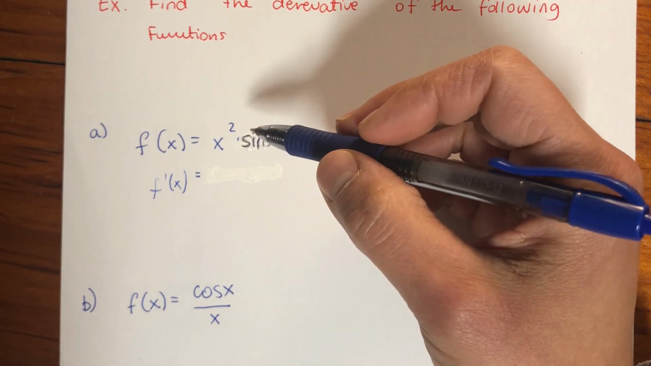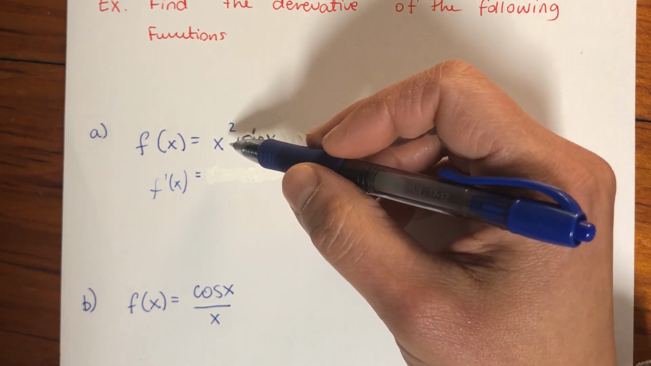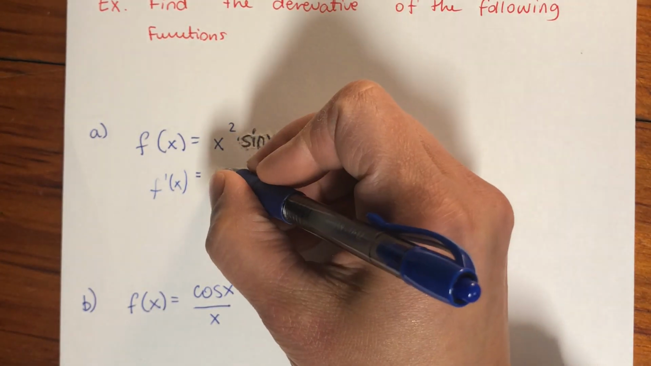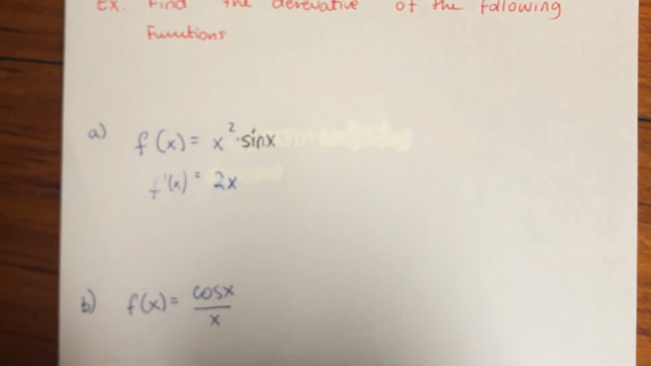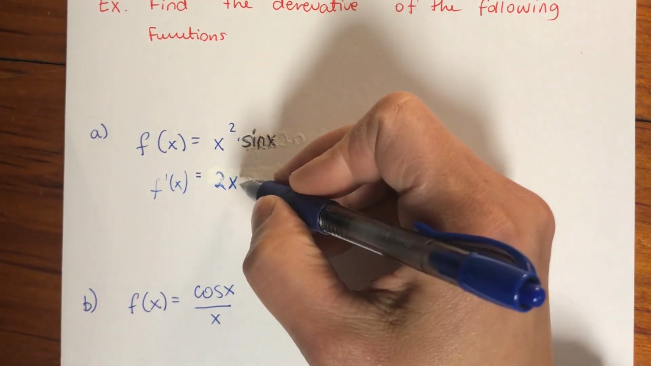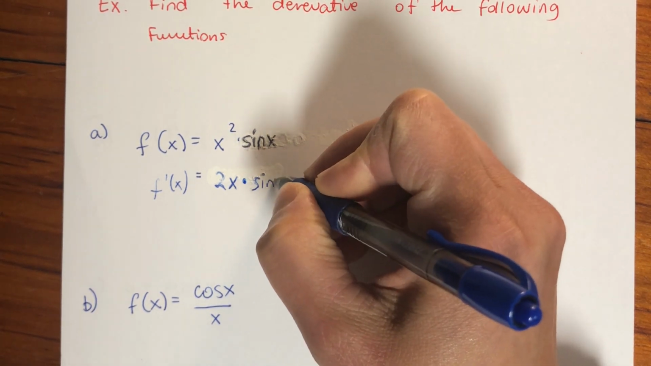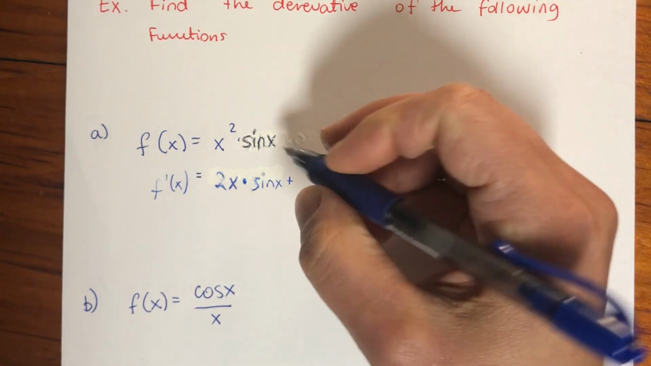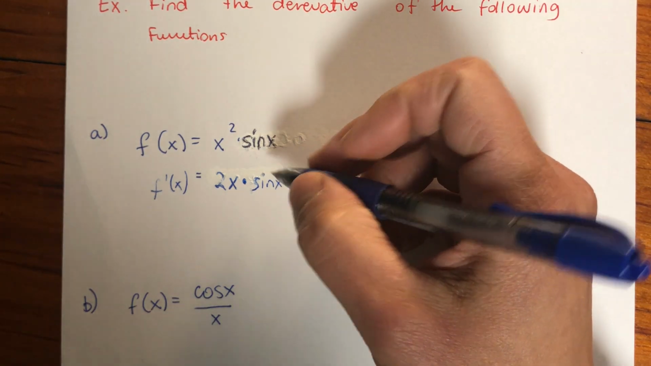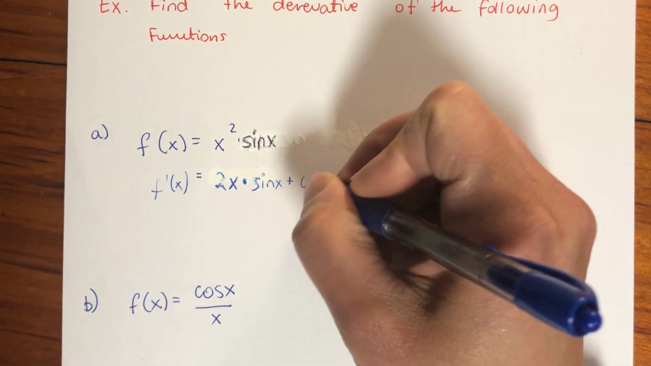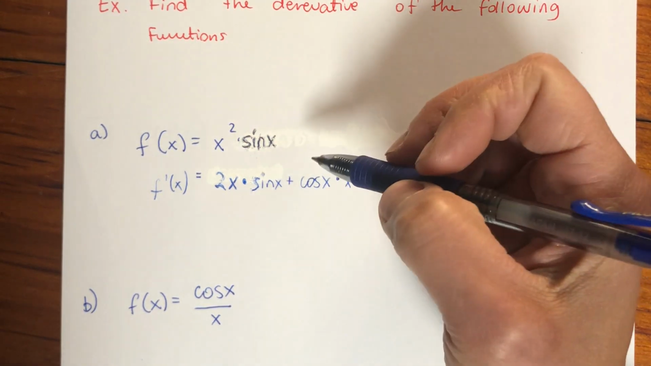So the first thing that we are going to do is find the derivative of the first term. So 2x, and then we are going to multiply it by this expression that is not changed, so sine of x. And then we are going to add the derivative of the second term, and the derivative of sine is equivalent to cosine. And we will multiply it by x squared, the first term that is not changed.